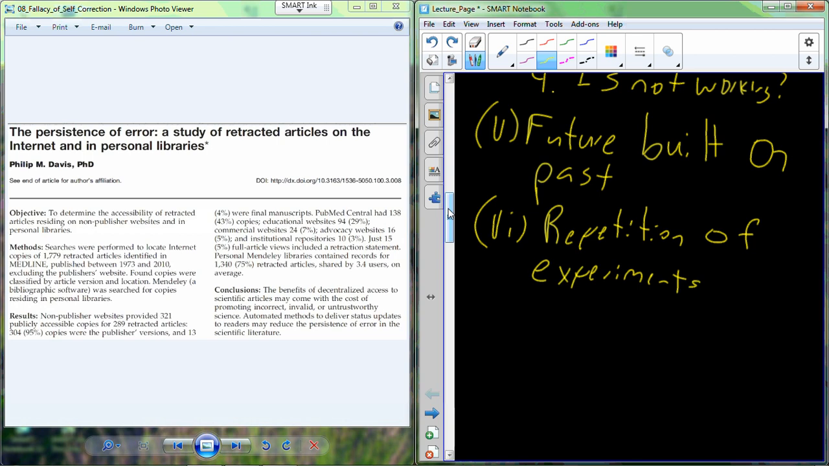So good experiments are controlled, they're methodical, they're organized, they're self-correcting, the future is always built on the past, and then importantly, those experiments need to be reproducible, there needs to be repetition. In other words, you don't just do it once, you do it twice, you do it three times.